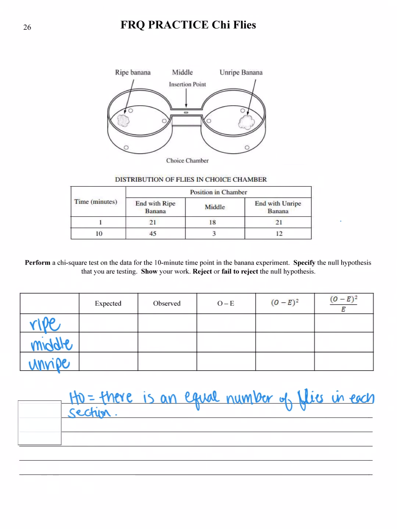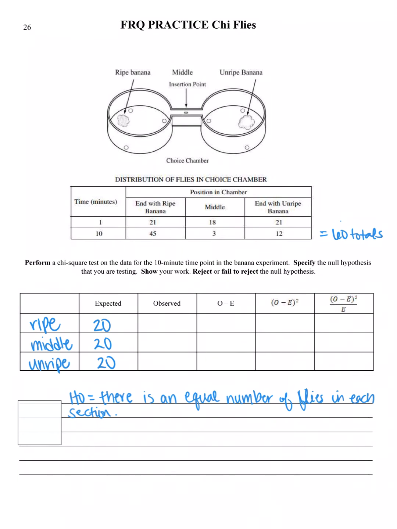Now for the expected values, my null hypothesis is that there's an equal number of flies in each section. So what I would do is I would count up the total number of flies and simply divide it by 3 for the three sections. So I have 45 plus 3 plus 12, which comes out to 60. So there are 60 total flies. And if my null hypothesis is that there's an equal number of flies in each section, then I'm going to take 60 and divide it by 3. And so my expected value is 20.